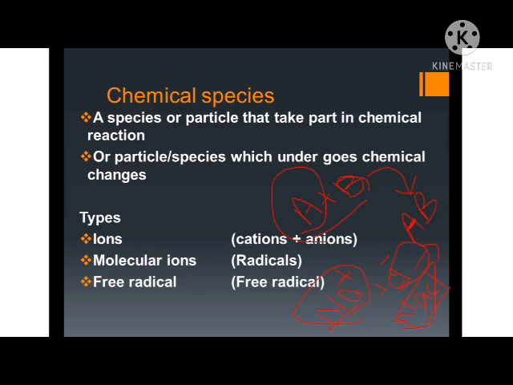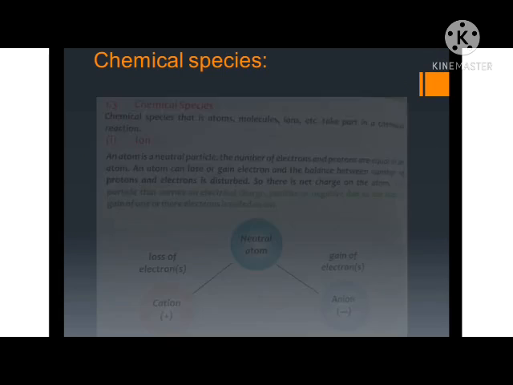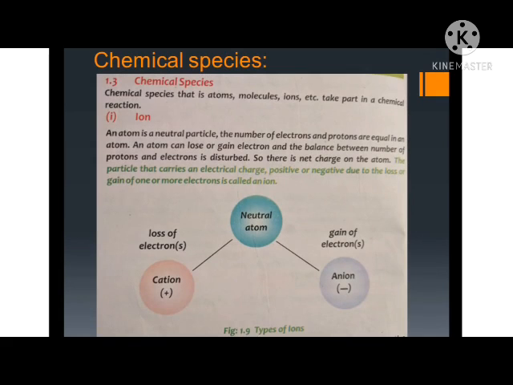So let's move forward a little bit. In the textbook, chemical species is defined as atoms, molecules, ions, etc. that take part in a chemical reaction. A chemical species may be this one, or this one. But in this lecture video, we will discuss only ions.